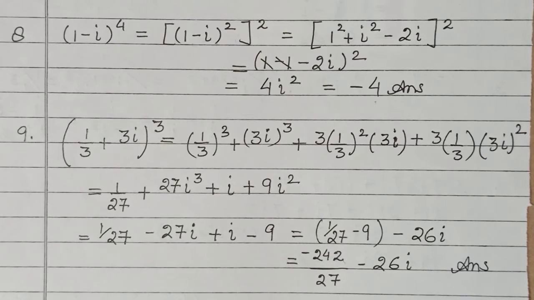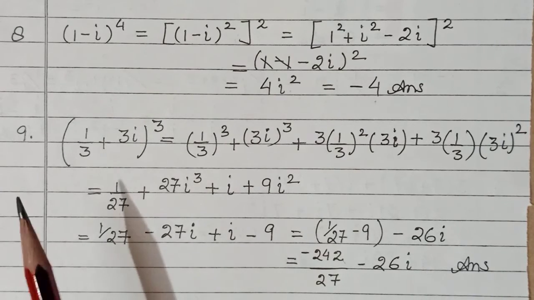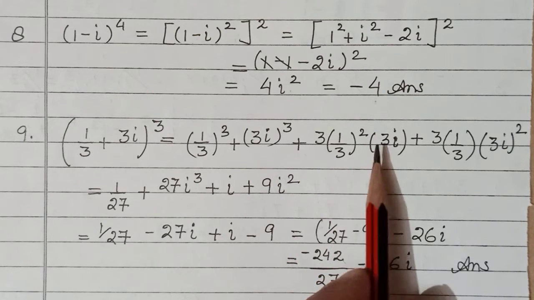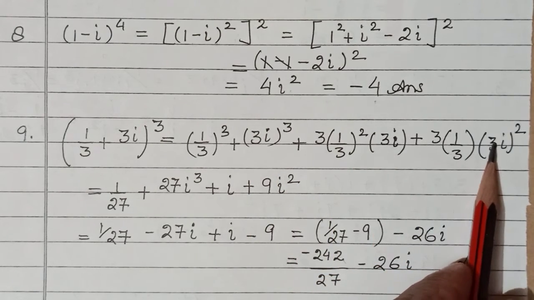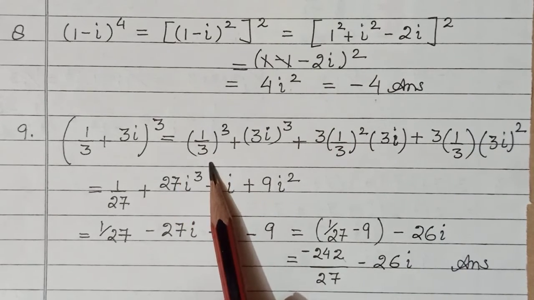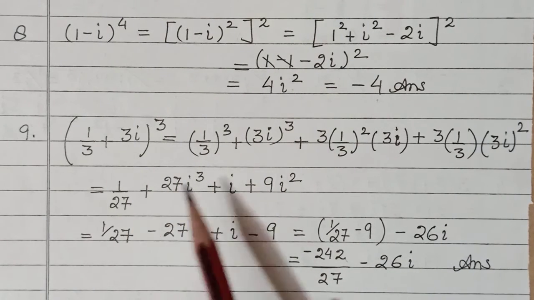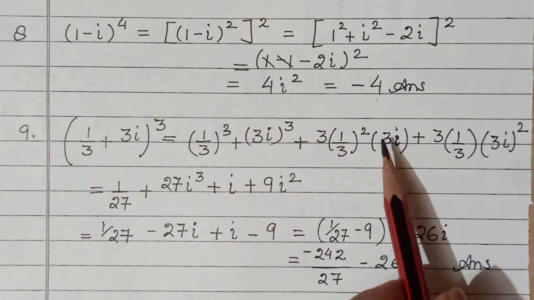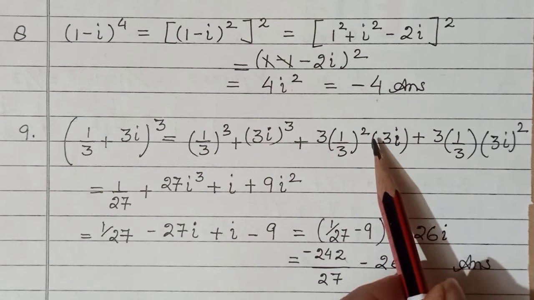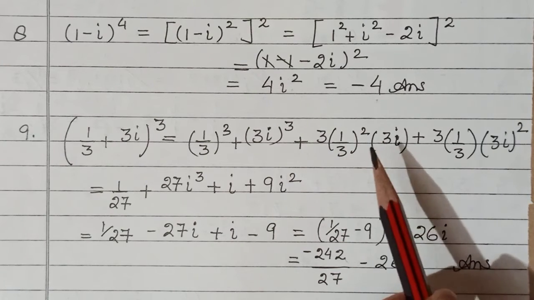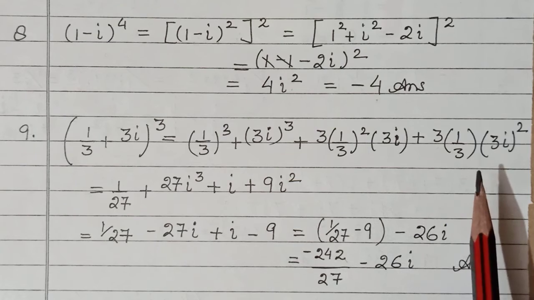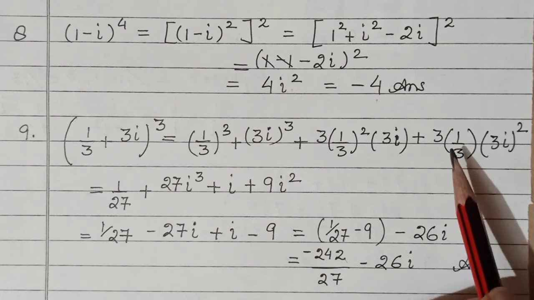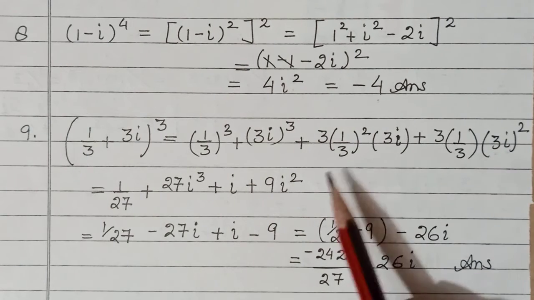Likewise in the ninth one, that was a cube. So open that cube. a plus b whole cube is a cube plus b cube plus 3a square b plus 3ab square. Simple. Open this. 1 upon 3 whole cube gives you 1 upon 27. Then 27 i cube. Okay, and then from here you had 3 into 3 in numerator and you square this, 3 square in denominator, would cancel out, so you're only left with i here. Then for this part, this 3 will be squared, these two 3s, 3 and 1 by 3 are getting cancelled, 3 square is 9i square.